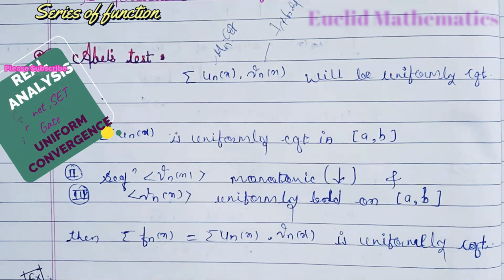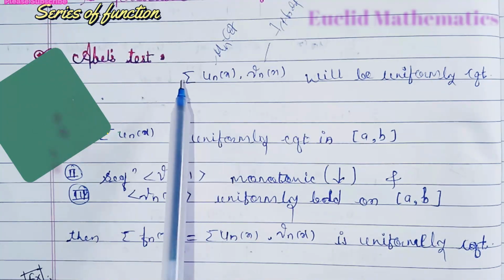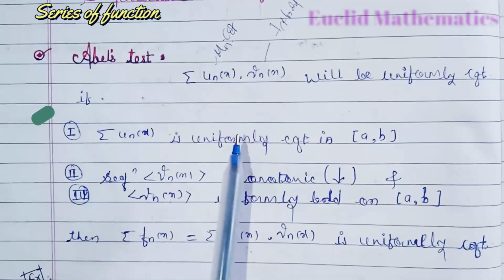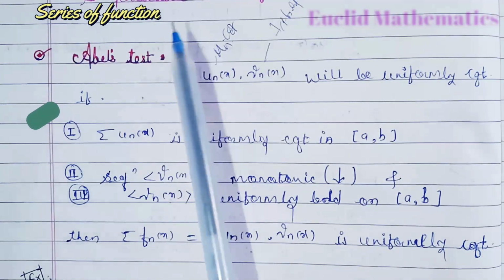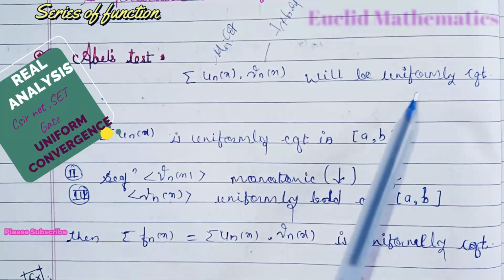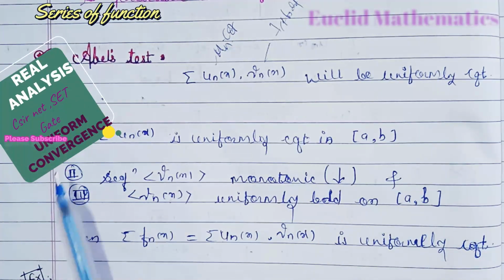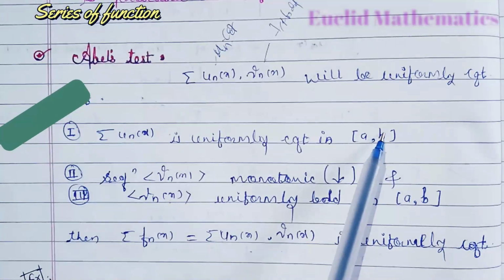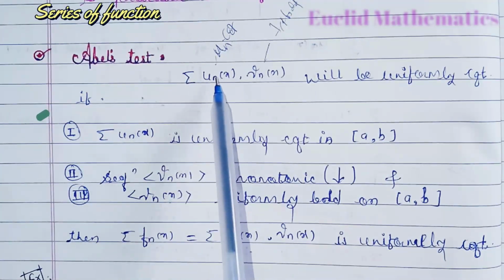Abel's test says that if we write our function f_n(x) as a series of u_n(x) into v_n(x), similar to the Dirichlet test, nothing is different but some extra properties here. So it is a series u_n(x) into v_n(x). It is uniformly convergent when we have, first, the property that one of them has to be uniformly convergent on a closed interval [a, b]. So we have to check uniform convergence for one of them.